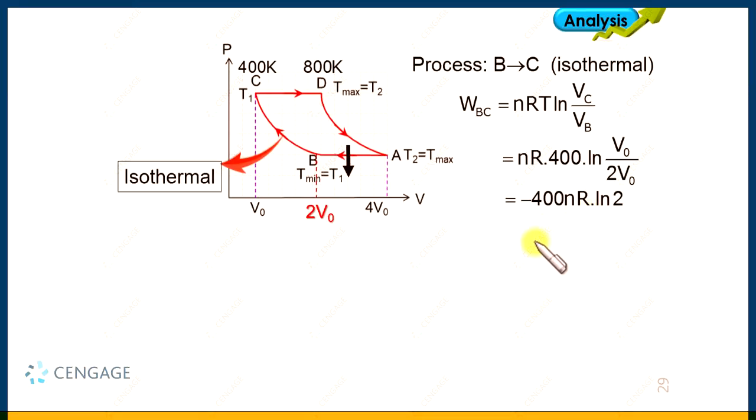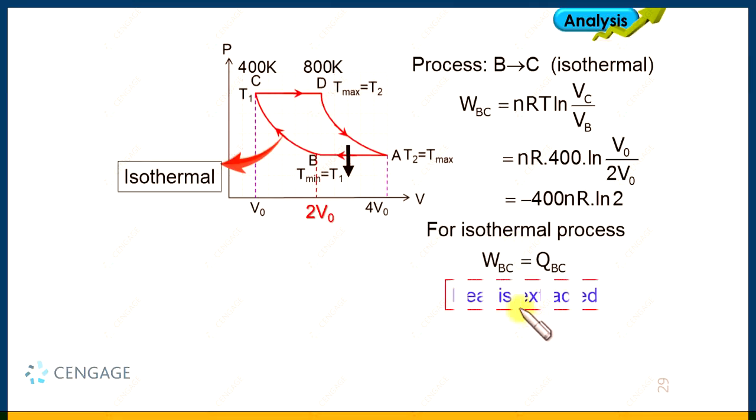That means we have also calculated the heat associated with this process, because we know that in an isothermal process W is equal to Q. So, heat is extracted, and if we want to calculate this value, it should be equal to this much.